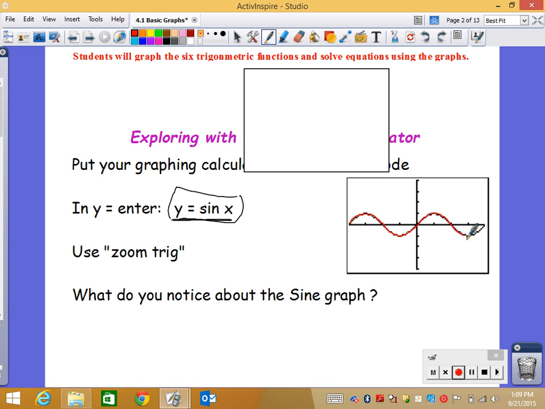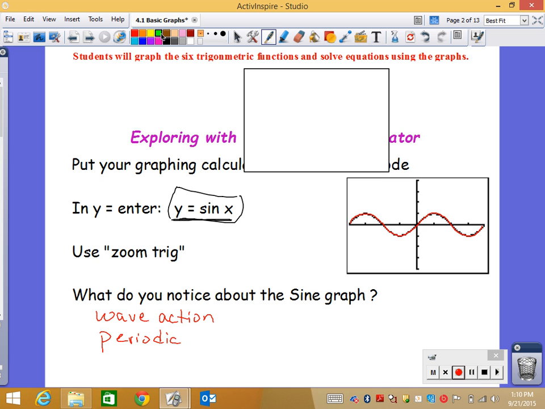A couple things we notice about it right away is that it looks like a wave. In fact, we say that it follows a wave action. You know, it's very smooth. It keeps following this wave action. And the second thing we can say is that it's periodic. And what we mean by periodic is that after a certain point, it repeats itself.